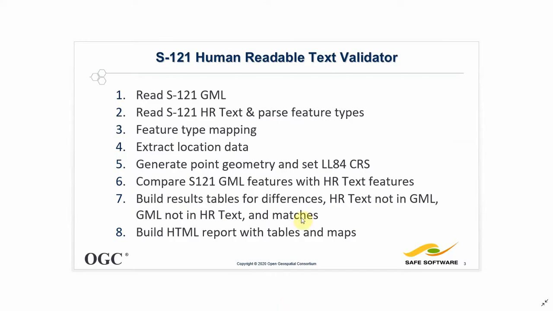So just to wrap up, the human readable text validator is kind of a first cut at analyzing the HR text output, comparing it with the S121 GML baseline from which it was generated, and looking for matches and differences. And the whole idea is to automate as much as possible some quality checks, and in the future it would be useful to add other feature types to compare.